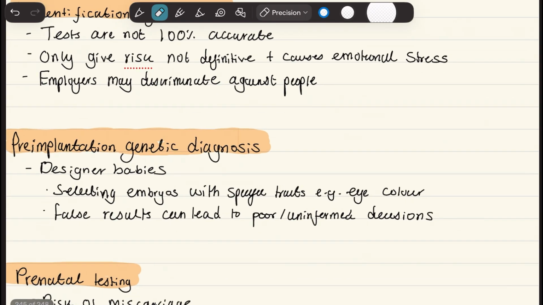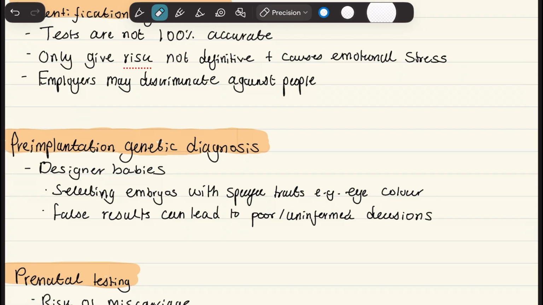Now with PGD, the main thing that we need to say is designer babies. This is the main drawback of PGD. Imagine a mother comes in with the father, with the partner, and they decide that they want a child to have blue eyes, they want a child to have brown hair. This is something we want to avoid. And if we select embryos, we can almost lean into that. We do not want to do that. That's the whole concept of designer babies. And again, false results. Someone could have aborted a completely healthy baby, or that completely healthy baby is not going to have a life because their test result was wrong.